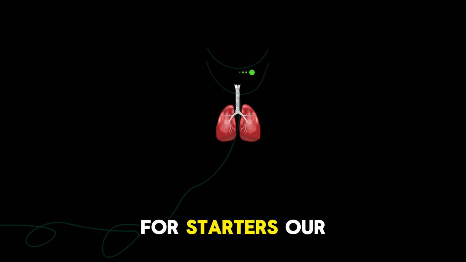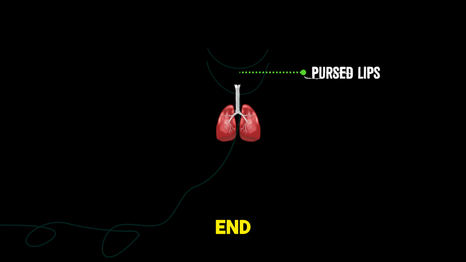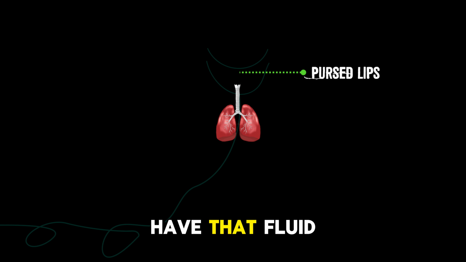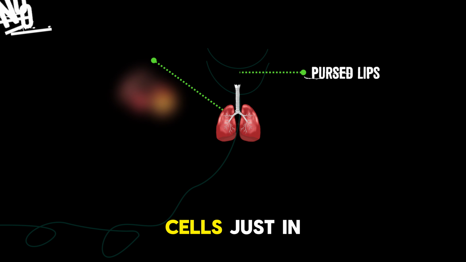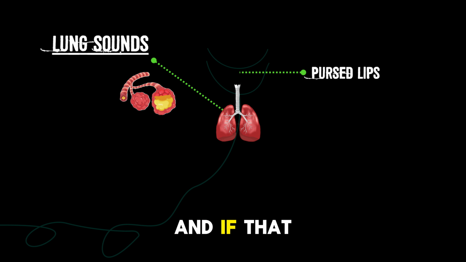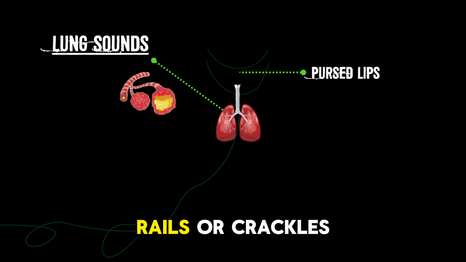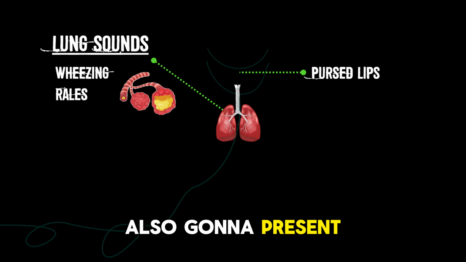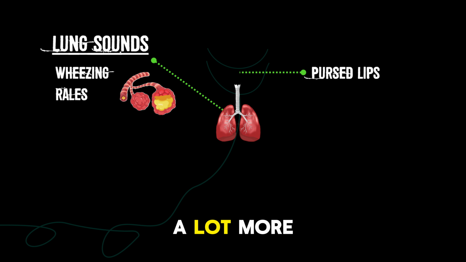Well, for starters, our lung sounds are going to have some end expiratory wheezing because we've got that bronchial constriction. And then we have that fluid in there from those goblet cells in overdrive. If that fluid is just in the alveoli, it starts to present as rales or crackles. But if it starts to back up into the bronchioles, now we're going to have rhonchi. These patients are also going to present with pursed lips. That's something that's a lot more common in your COPD patients than it is your CHF patients.